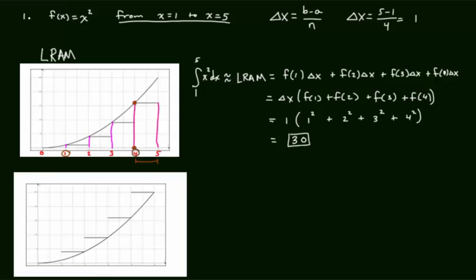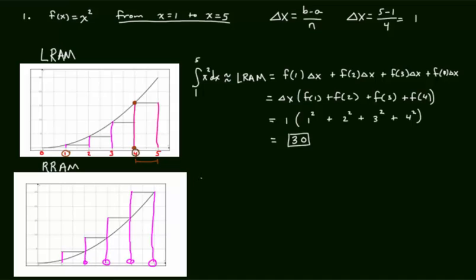The next part wants us to estimate the same integral, but this time using a right rectangle approximation, or RRAM. That's where the height of each rectangle is the rightmost point of the partition. So if I draw these rectangles carefully, you see that the height occurs at the rightmost point for each of the rectangles. Height occurs at the right point, the right, and at the right.